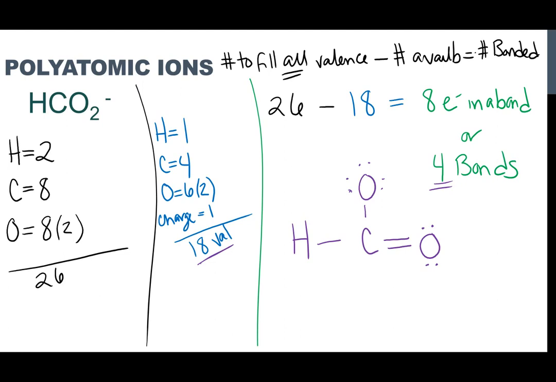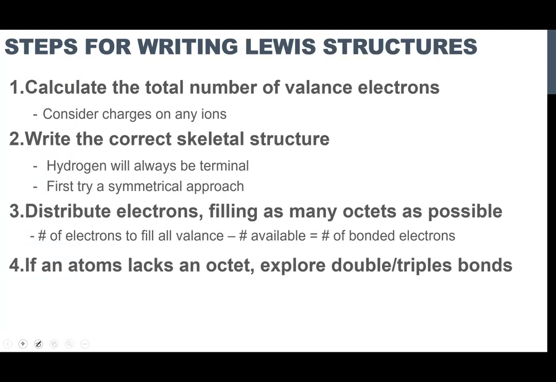So that helpful hint, it works great for some students. It absolutely blows other people's minds. So if it just blew your mind, don't use it. Use the other way. But some students find it really helpful, so I like to at least offer it. Okay, so that was step 3. And then step 4, if an atom lacks an octet, explore double and triple bonds.